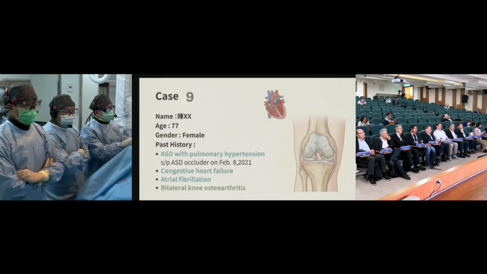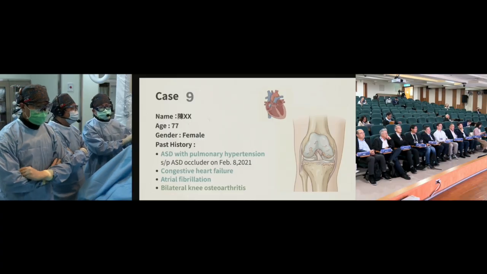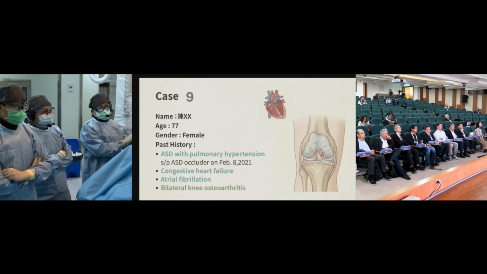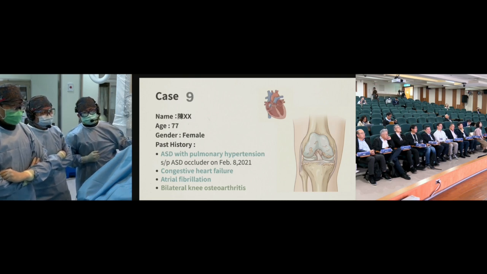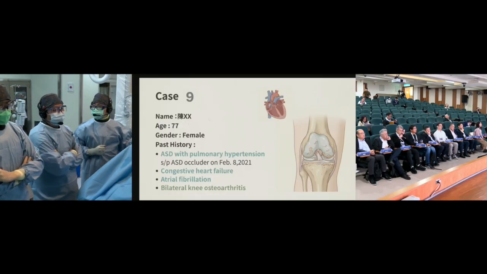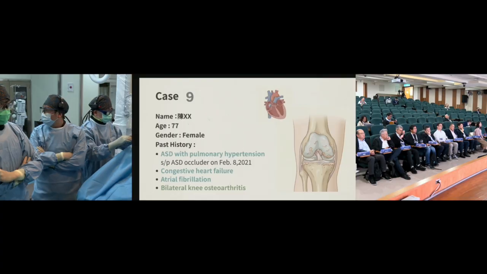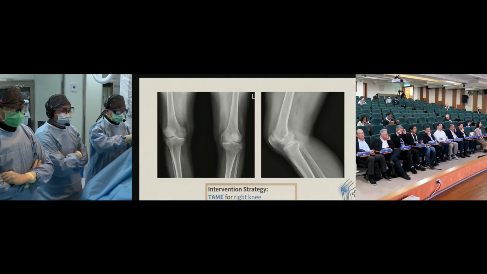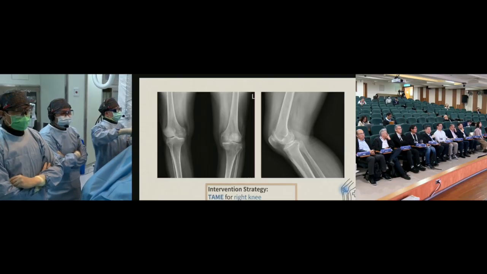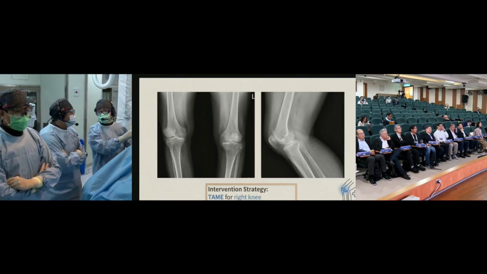So this patient is an elderly 77-year-old female with medical history of atrial septal defect and pulmonary hypertension. Stable ASD occluder placement in 2021. She also has history of congestive heart failure and atrial fibrillation. She suffered from severe bilateral knee osteoarthritis pain. However, due to high anesthesia risk, we will perform transarterial microembolization for her right knee pain today.